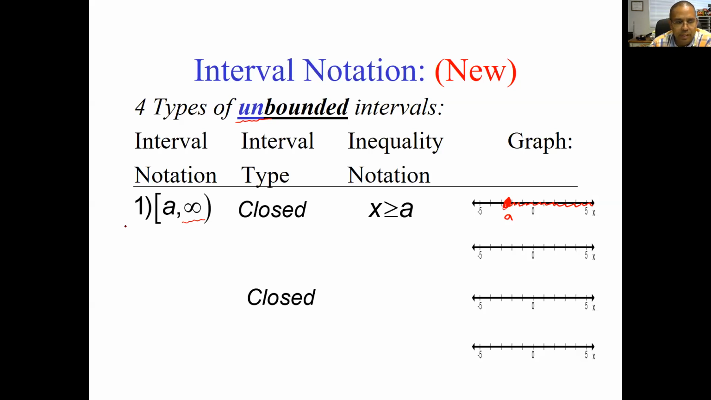And we always put a parenthesis on infinity. If you put a bracket on infinity, then you're saying that you can get to that value, that it's included, but we can never get to infinity. And you could also have an open one. So you could also have an A open.